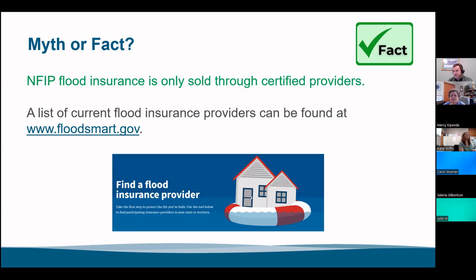If you're looking for a list of current insurance providers, just head to floodsmart.gov and search for Nebraska. You'll get all of the states. You can just click Nebraska, and it will bring up a list of flood insurance providers through the National Flood Insurance Program. Thanks, Michelle, for putting that link in the chat.